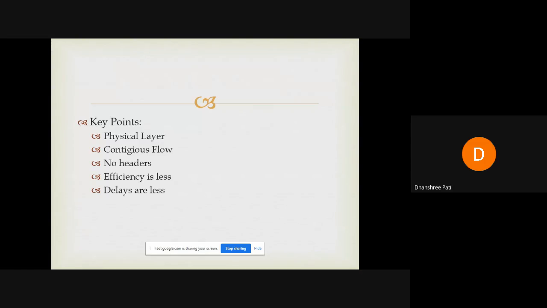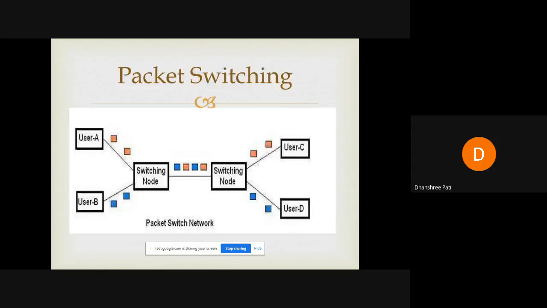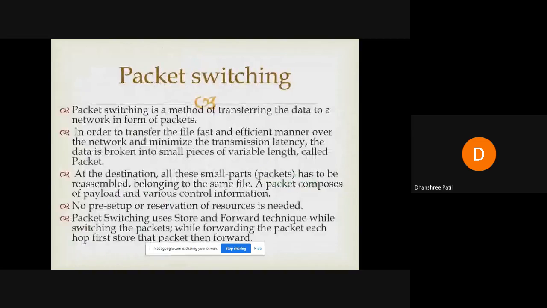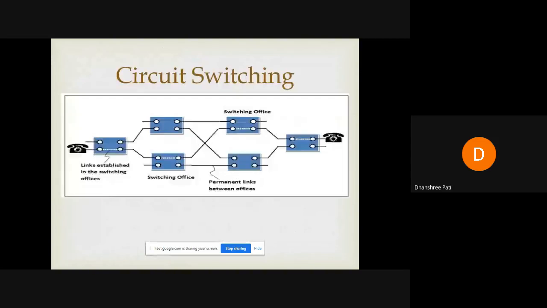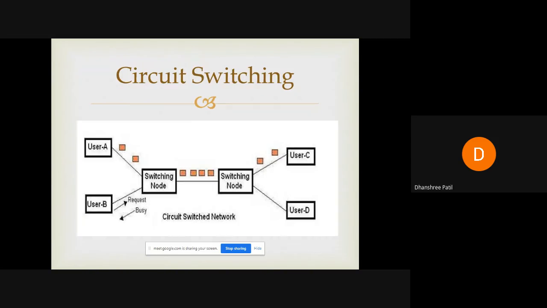Packet switching has more efficiency because the path is shared by multiple users; multiple users can use the same path. In packet switching, delays are quite large as compared to circuit switching. Okay, so these are the key points related with packet switching. I think I have missed a slide over here. So that is the difference between circuit switching and packet switching.